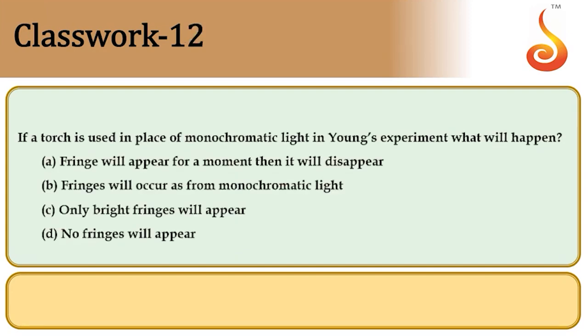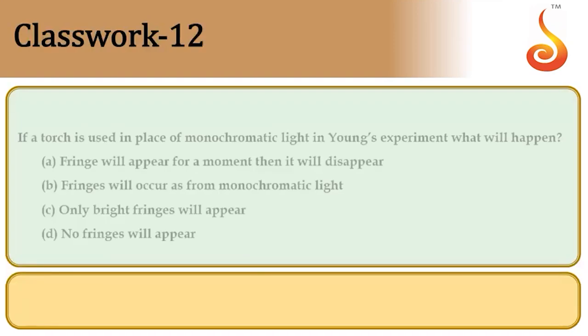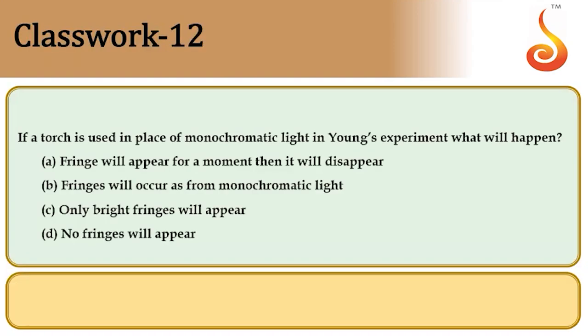Example 12. If a torch is used in place of monochromatic light in Young's double slit experiment, what will happen? Fringe will appear for a moment and then it will disappear. Fringes will occur as from monochromatic light. Only bright fringes will appear. No fringes will appear. So what happens here? If we use torch light in the place of monochromatic light, then overlapping of fringe patterns takes place, because it contains light of all wavelengths. Overlapping takes place means fringes cannot be seen distinctly, or we can say no fringes will appear. It is a continuous band. D is our correct choice.